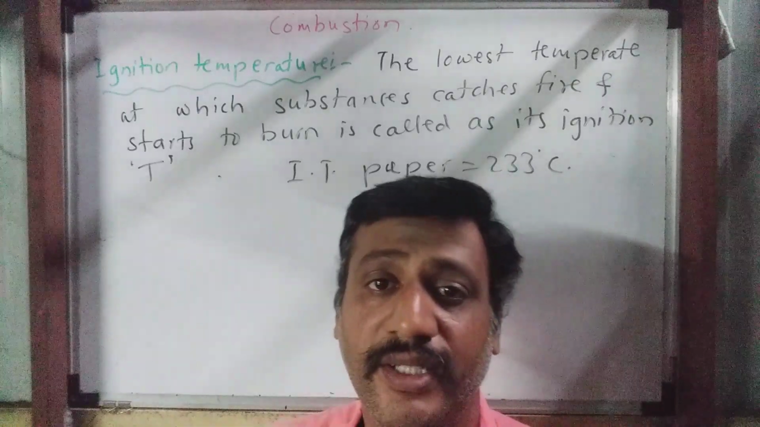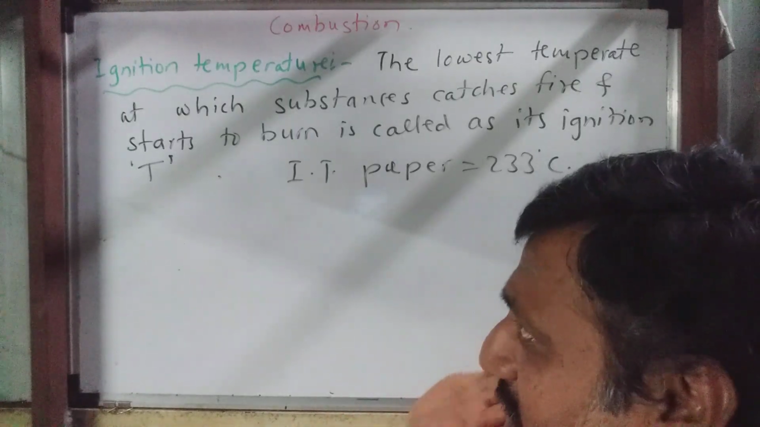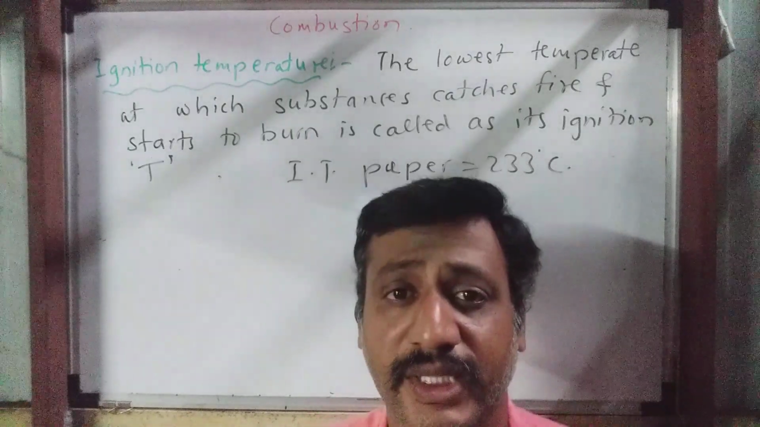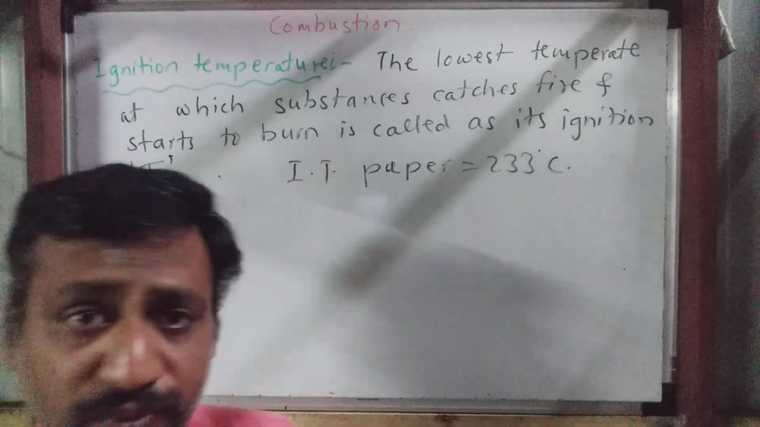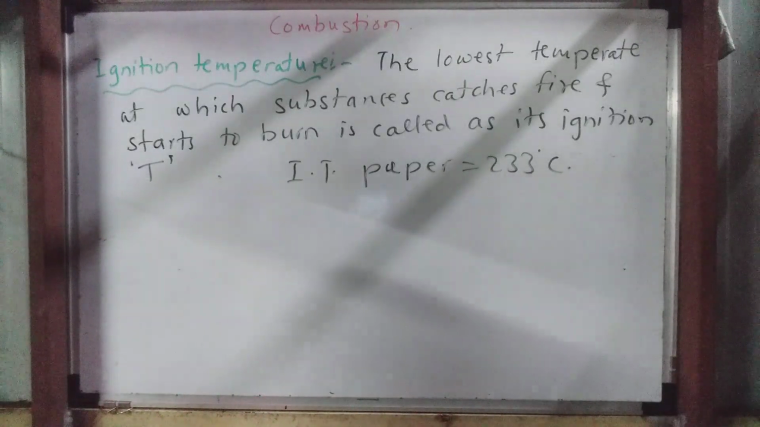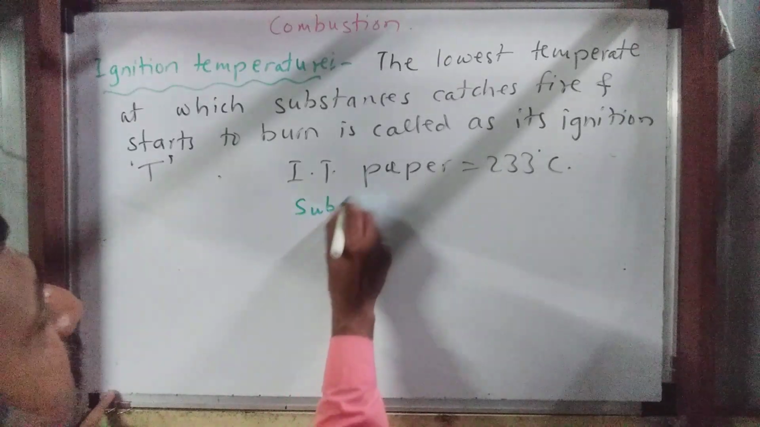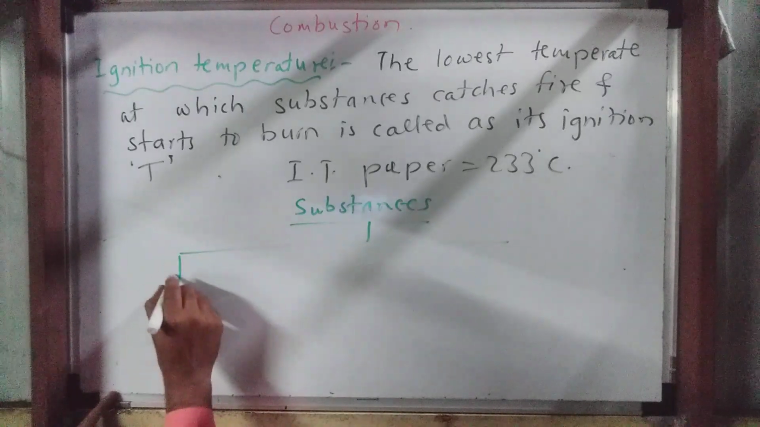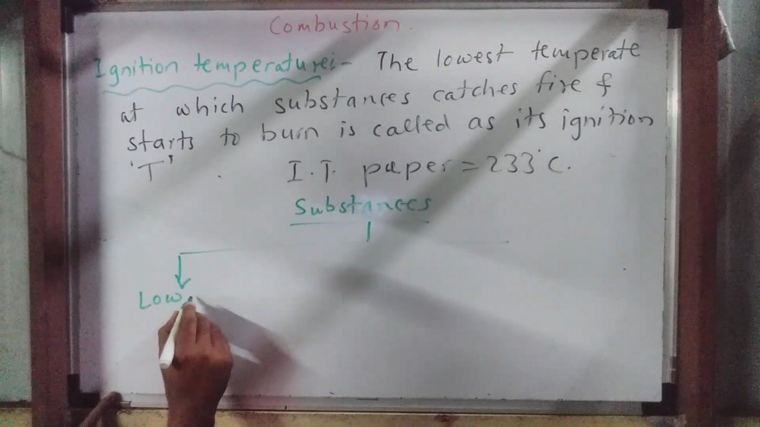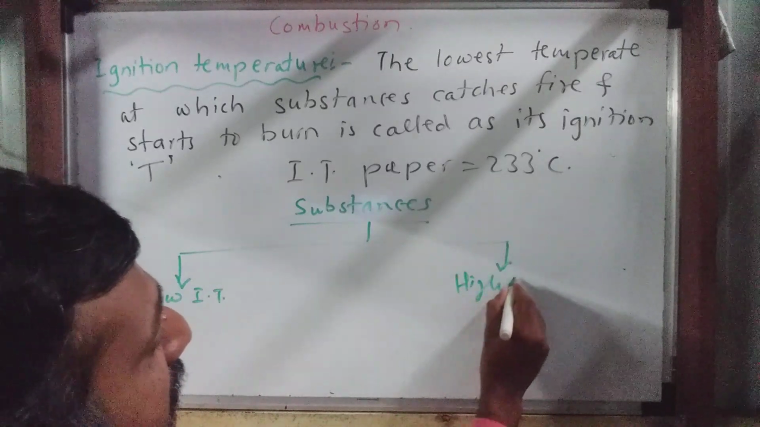But 233 degrees Celsius, that much temperature is to be reached. So minimum temperature, okay, easy to understand. So that temperature is required. Okay, then we can bring the combustion. So now students, we need to know there are substances which we can classify, of course, combustible substances based on their ignition temperature. There are some substances which have low ignition temperature, some have high ignition temperature.